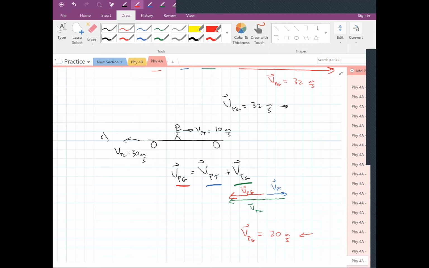So I'm not defining positive directions. I'm just giving you the direction with an arrow here. Okay. I could have defined positive direction. I could have said to the right is positive, and then this one would be a positive 32, and this one would be negative 20. But I'm just giving it to you in words, or I guess pictures, arrows. So I could have defined positive directions and just used plus and minuses. Yes.